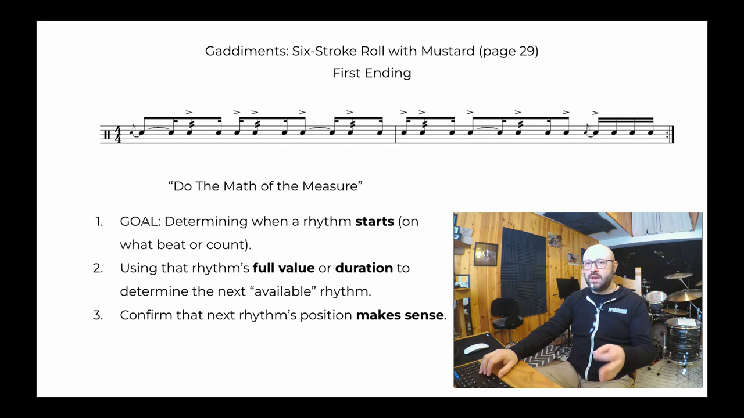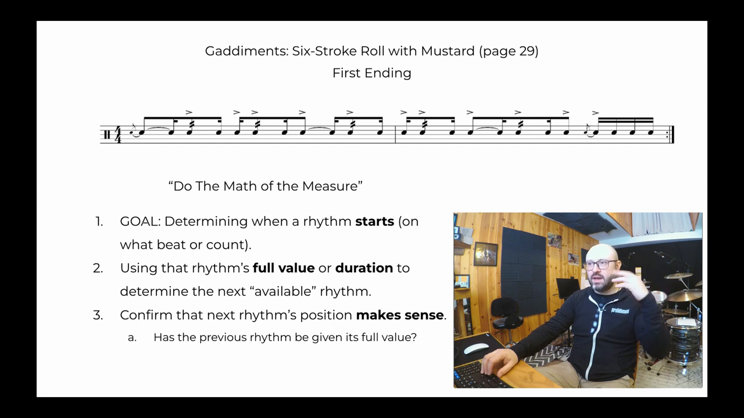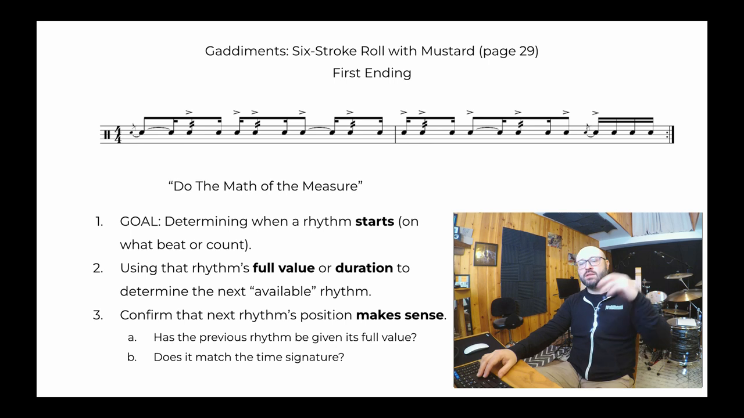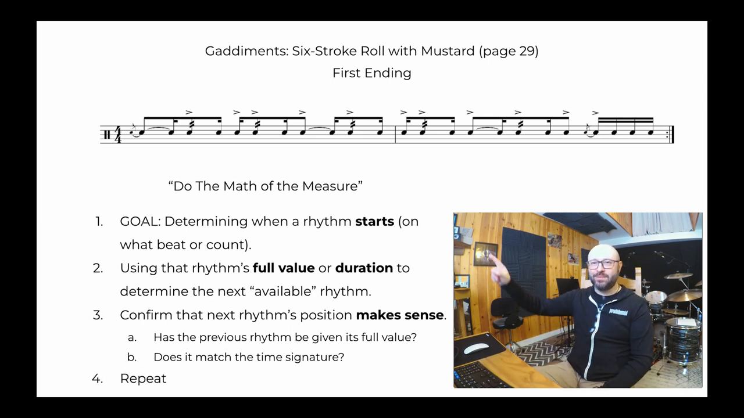Once we've figured out what rhythm it is and where we think it's gonna go, we can make sure the whole thing makes sense by making sure all the rhythms have their full value. That's obviously a key point of this presentation. And does it match the time signature? The time signature is so important because we can't have fewer or more beats in a measure. It all has to add up, and because it has to add up, that's why I call it doing the math. Get it? Math and adding. If it all works out, we repeat the process, okay?